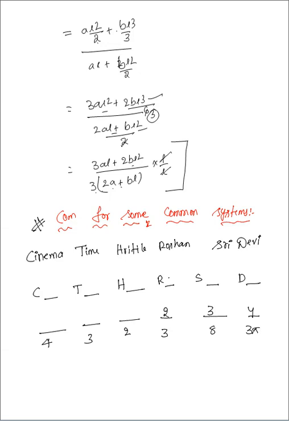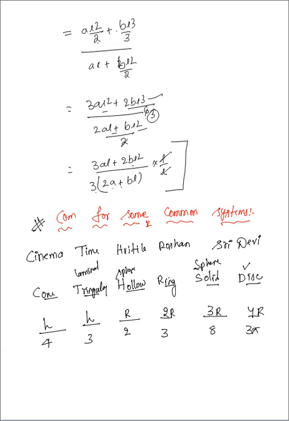What will we get? For solid sphere, radius; for disc, radius; for hollow sphere, radius; for triangular lamina, height; and for cone, height. So cone we have here, and this is nothing but triangular lamina. This H stands for hollow sphere, R stands for ring, S stands for solid sphere, and D stands for disc.